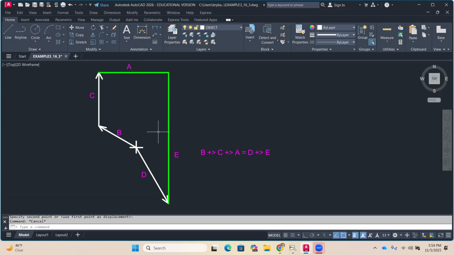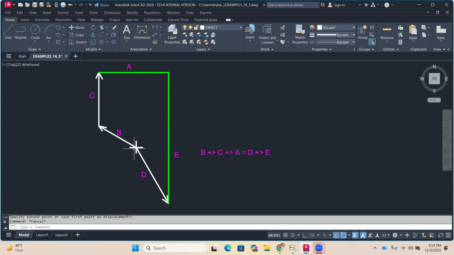arrowheads. We need to add the arrowheads to give direction. So we could measure right now and get magnitude, but we know the direction is along a horizontal line for A, and it's along a vertical line for E. But which way are we going to point our arrowheads? Okay. So we're going to look at our equation.